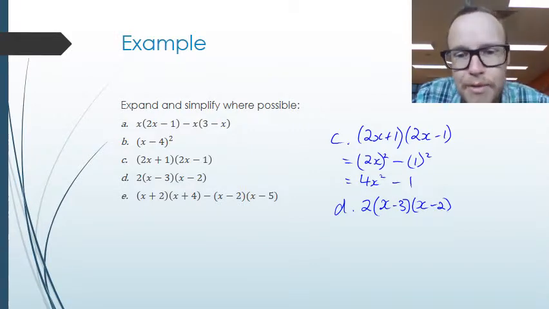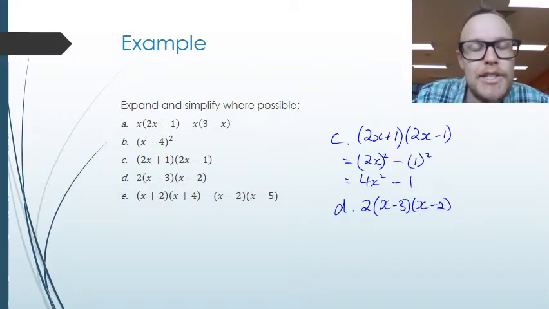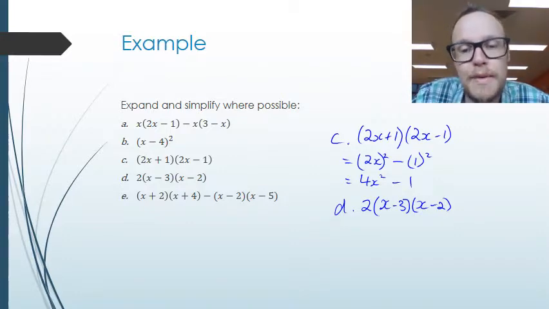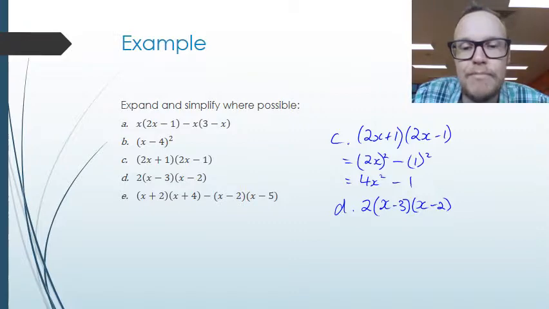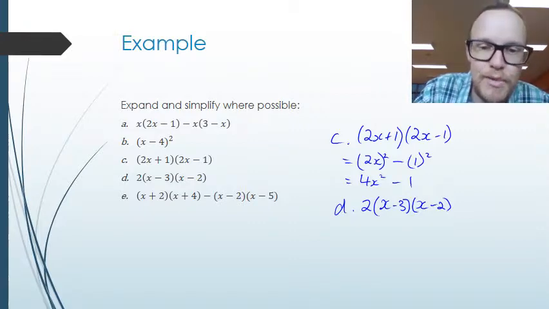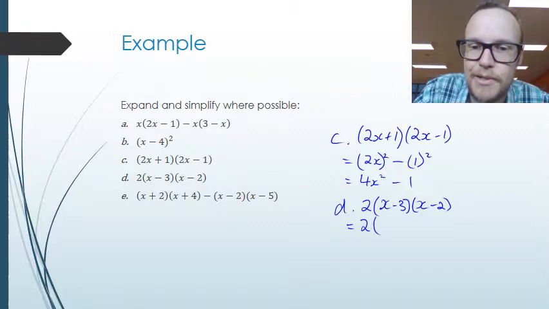For D, we've got 2 times (x minus 3)(x minus 2). Now there are a couple of ways we can do this. We can initially start by expanding the 2 into the first set of brackets, or we can leave the 2 out the front, expand out the binomial expansion, and then multiply that at the end. That's what I'm going to do for this one, but you can do it the other way if you feel so inclined.